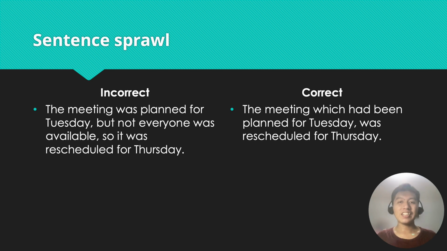The next one is sentence sprawl. This happens when too many equally weighted phrases and clauses produce unnecessarily long sentences. Here is an example below. As you can see, the incorrect sentence has too many clauses. To correct this, we have reduced the clauses so we can make the sentence more clear.